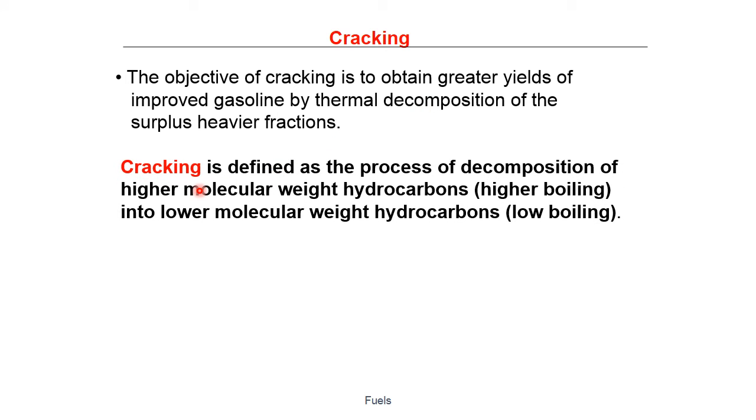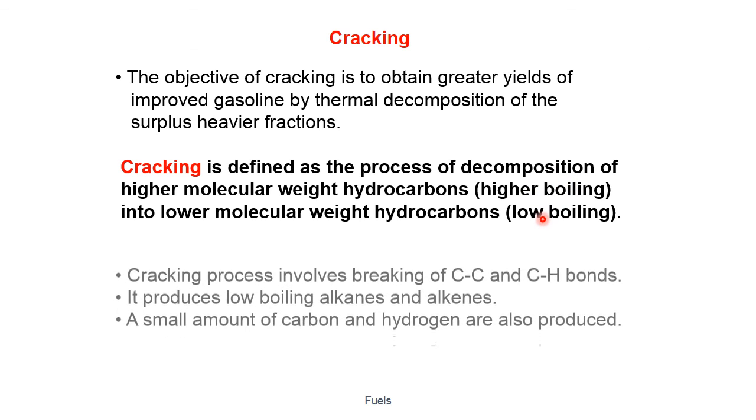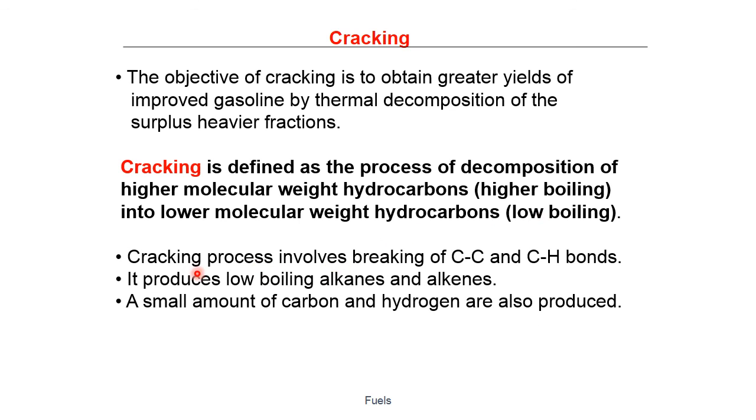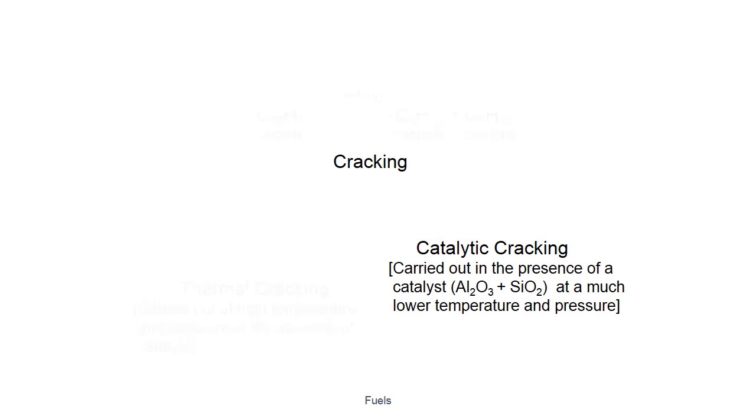And what is this cracking? In simple language, this is a process of decomposition of higher molecular weight hydrocarbons into lower molecular weight hydrocarbons. So we can say the higher boiling point components get converted into lower boiling point components. And what happens in this cracking process? It involves the breaking of carbon-carbon or carbon-hydrogen bonds. Along with this, it produces some alkanes as well as alkenes, and a small amount of carbon and hydrogen is lost.